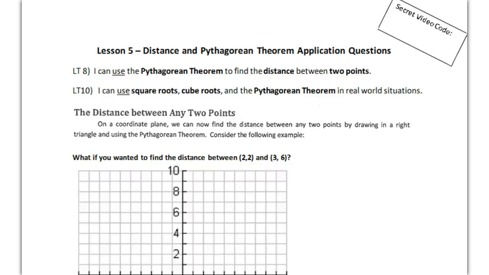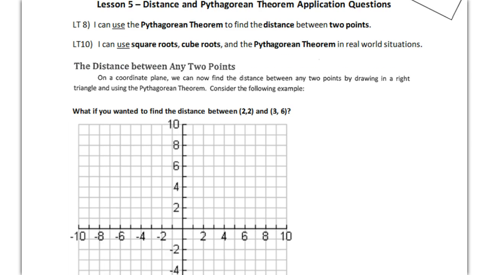Hi, welcome to today's lesson, which is lesson 5, and we're going to talk about distance and the Pythagorean theorem. So we're going to use the Pythagorean theorem to answer some questions calculating distance, and then also some word problems.